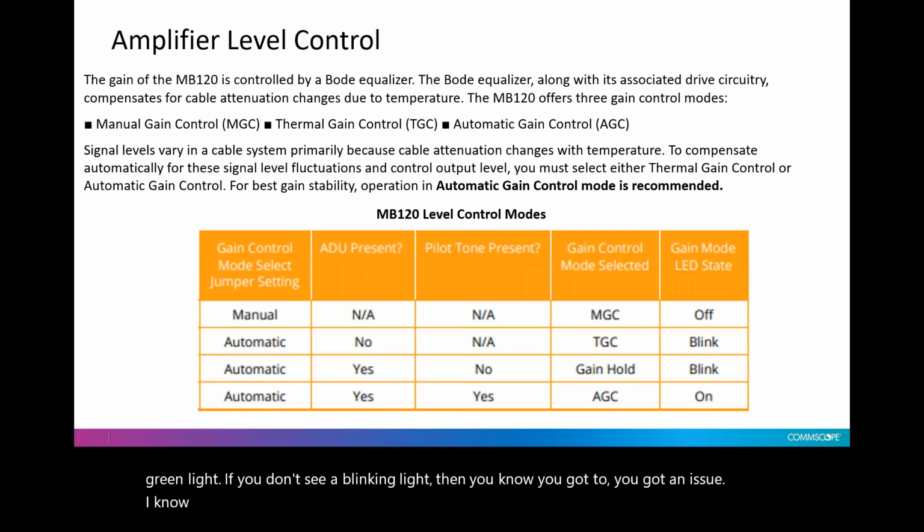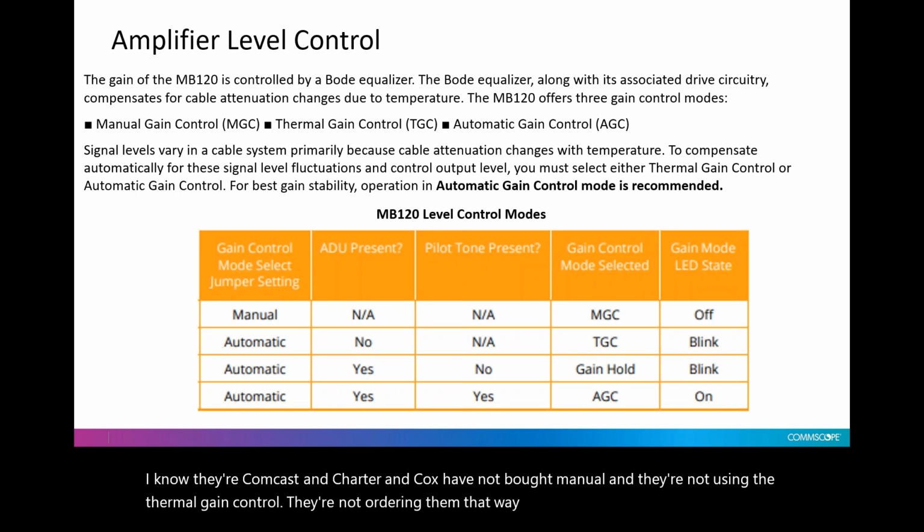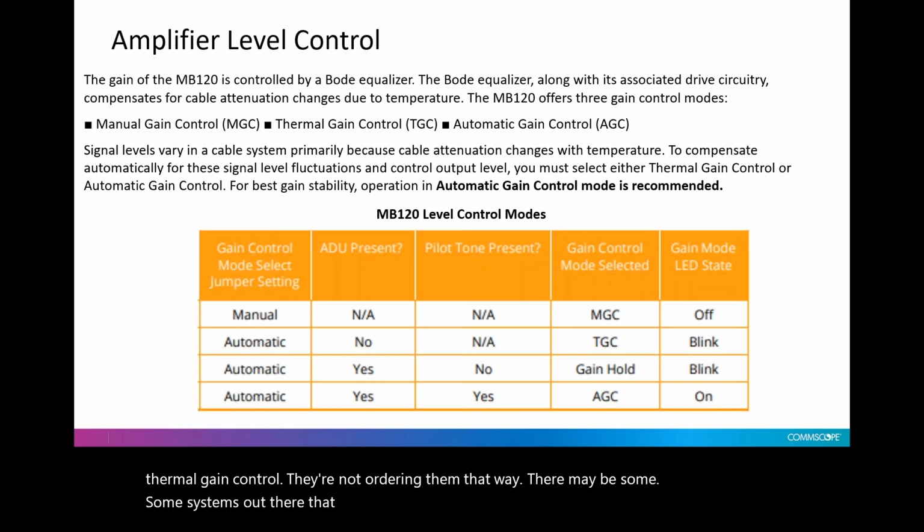I know that Comcast and Charter and Cox have not bought manual, and they're not using thermal gain control. They're not ordering them that way. There may be some systems out there that may do that though.